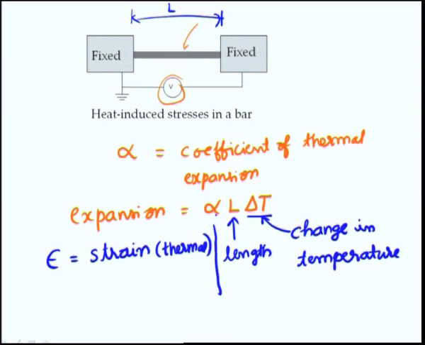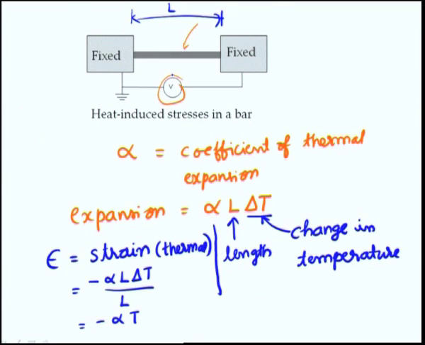Because that expansion is not allowed, the stress created by it has to be opposed. So, we will have a strain which is the negative of this quantity. Strain, as we know, is change in length, which here is negative change in length, alpha L delta T, divided by the length, which is minus alpha delta T. So, this will be the strain created here, which will annul or cancel the effect of the expansion.